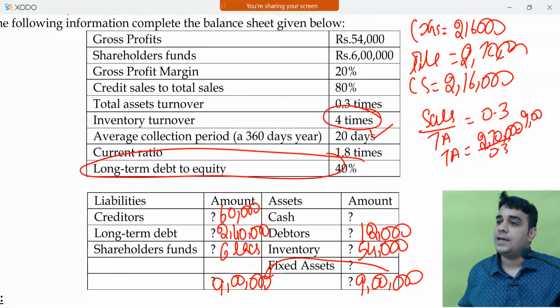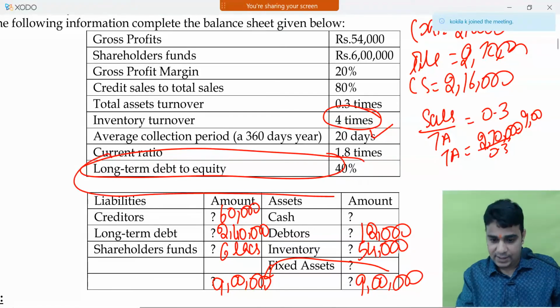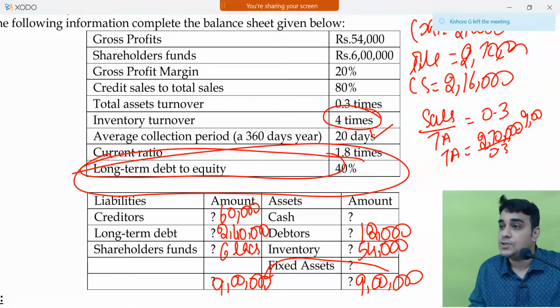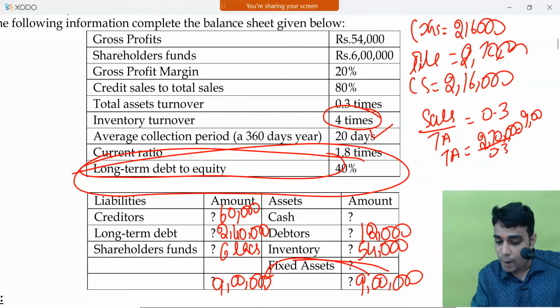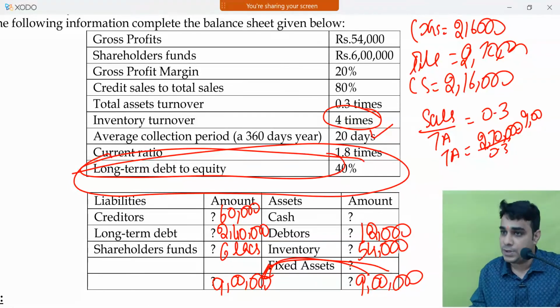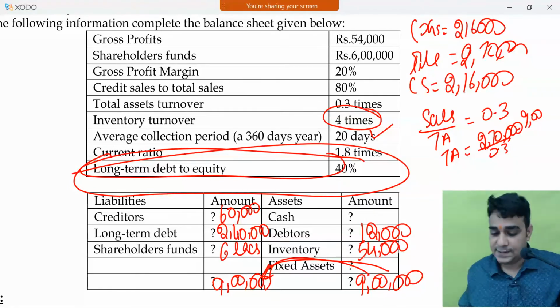So unfortunately, cash is also not there. Creditors is also not there. So I went to the next ratio, which gave me long term debt as 2,40,000, and this is where copying this 9 lakh this side makes a lot of sense. It helps you in completing the question. When I copied this 9 lakh, creditors become a balancing figure, which is 60,000.